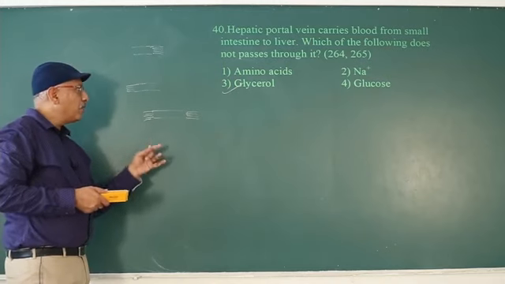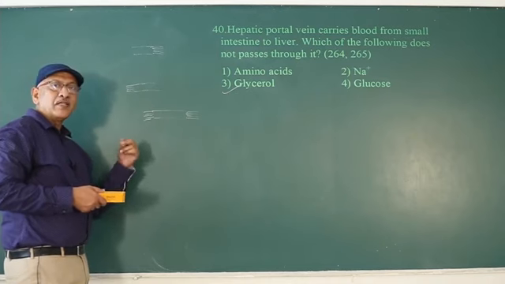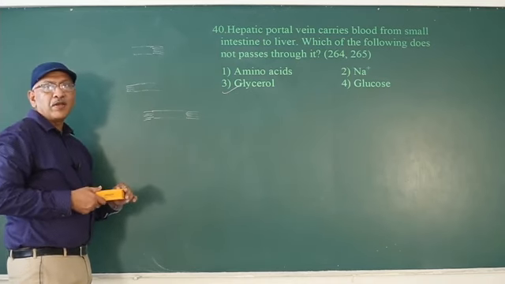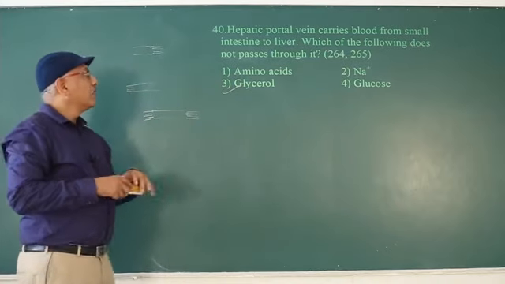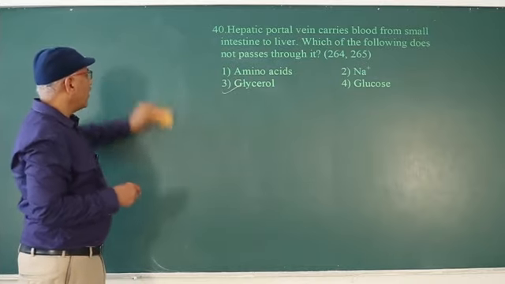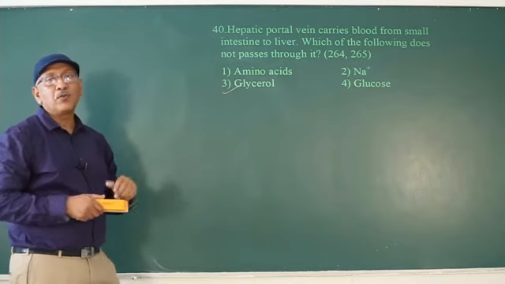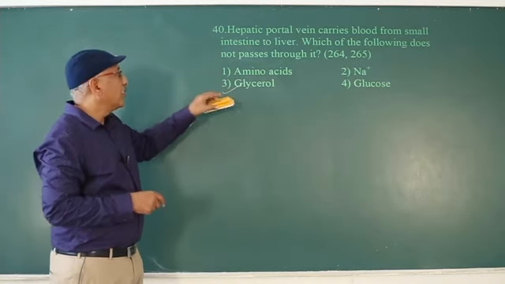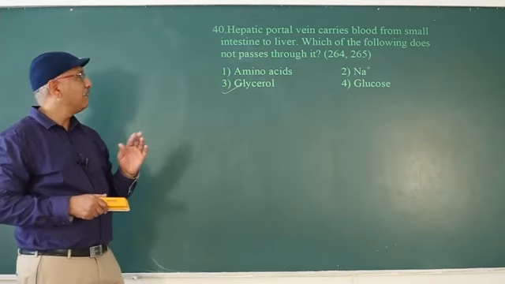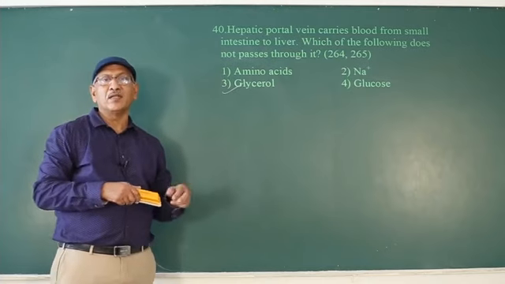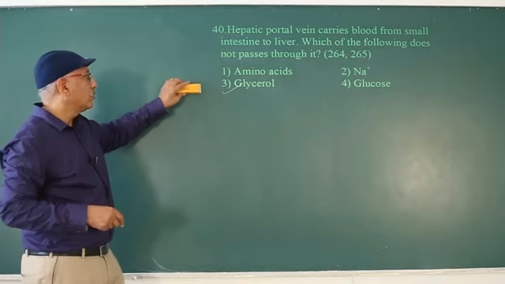Nomenclature of the portal vein depends upon the organ in which it breaks into capillaries. If it breaks into capillaries in the liver, it is the hepatic portal vein. If in the kidney, the renal portal vein. Another possible question: the blood vessel that contains the highest amount of nutrients is the hepatic portal vein. So here the answer is glycerol. Glycerol is not present in the hepatic portal vein. Even though glycerol is the simplest form of fat, it is macromolecular when compared to amino acids and glucose.